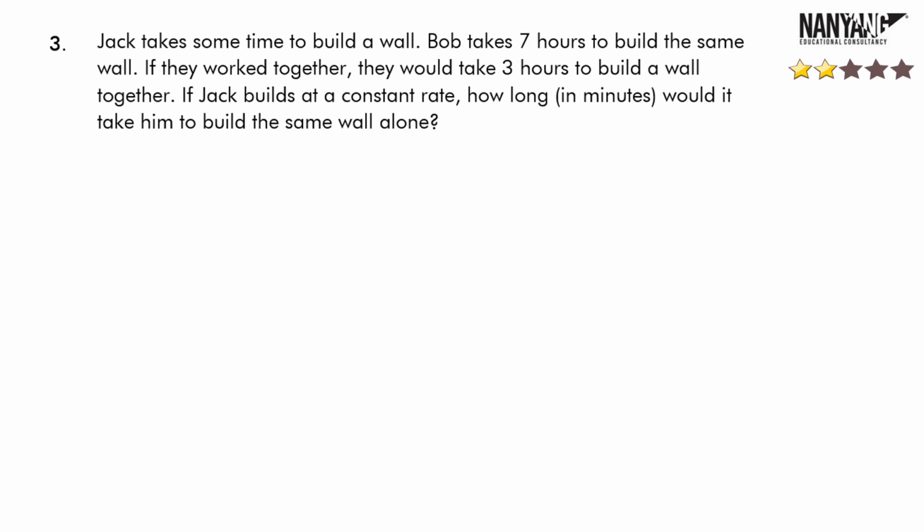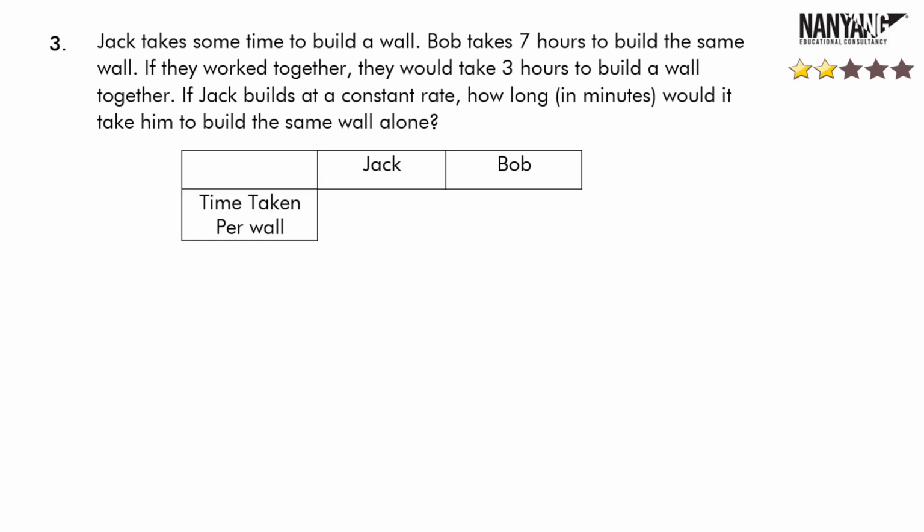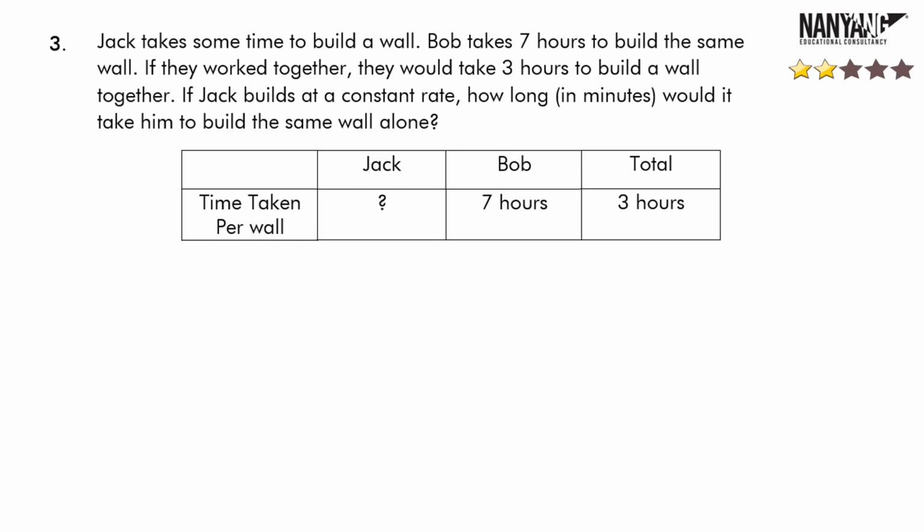Alright, so let's draw our table first. Comparing Jack and Bob, the time taken to build the wall would be 7 hours for Bob, and I don't know how long for Jack, so we have to find out. It's given that the total is 3 hours. So now let's continue with our table with the next row. How much of the wall is built per hour? The total rate would be 1/3, and Bob's rate would be 1 out of 7.